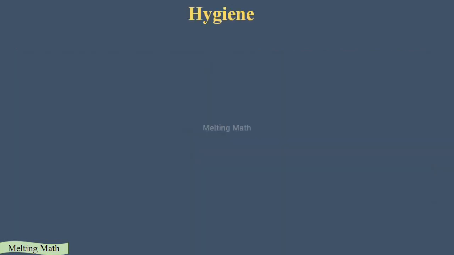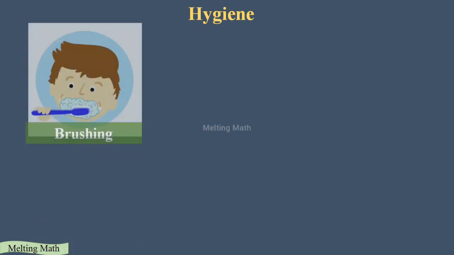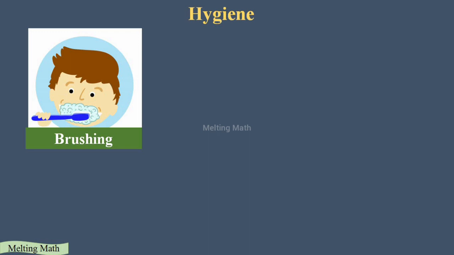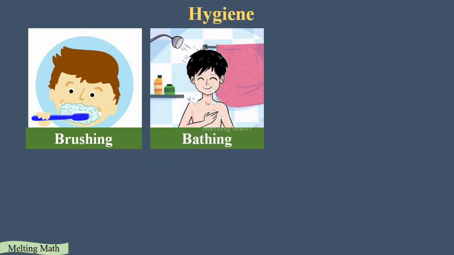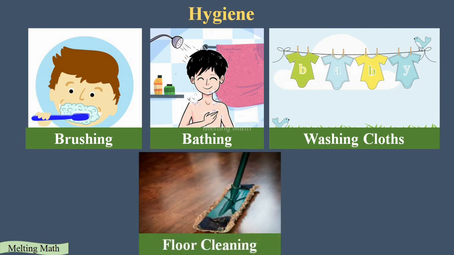Cleanliness of our body and our surroundings is called hygiene. Let's see some examples of hygiene, such as brushing your teeth, bathing daily, washing clothes, and cleaning the floor. These things will keep you away from disease, and they also stop the spreading of disease. So hygiene is a very important thing for you and your family to keep away from disease.